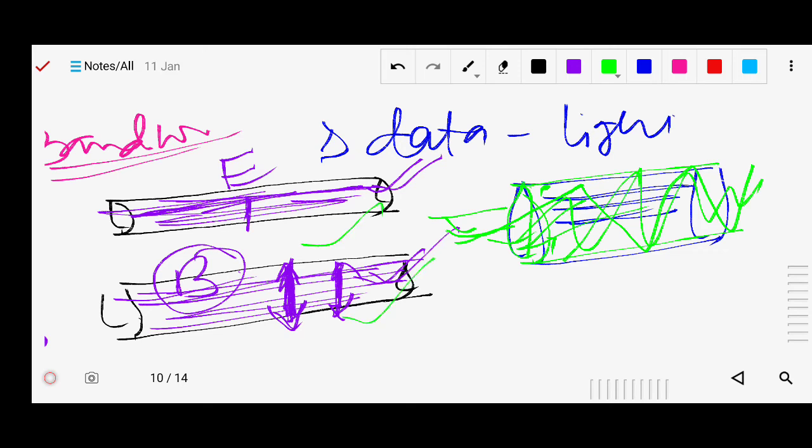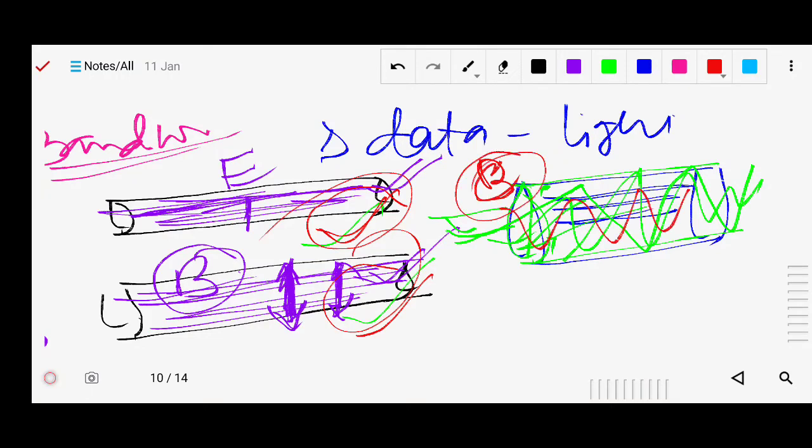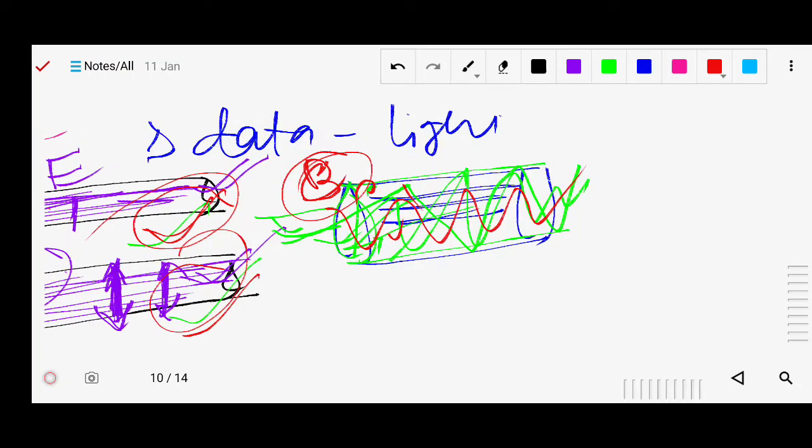So compared to the speed of the signal in A and B, in C the speed of the signal will be faster, and the data transfer will be faster because of this optical arrangement. As you know, light travels faster than through any other medium. It is based on this reflection phenomenon that it works.